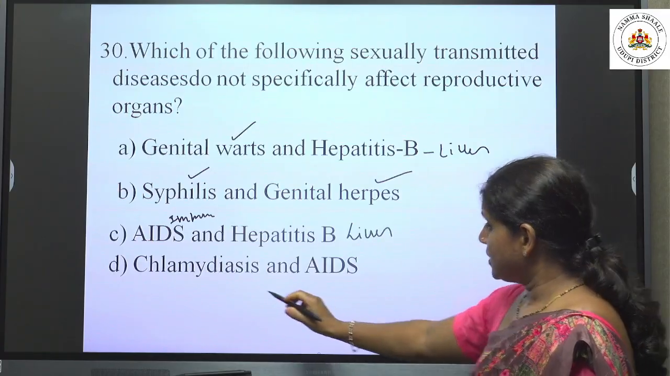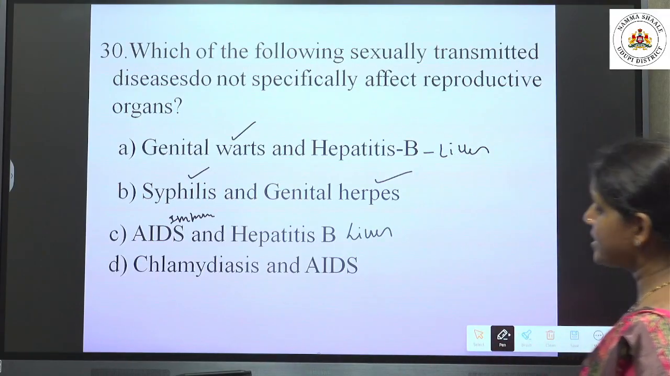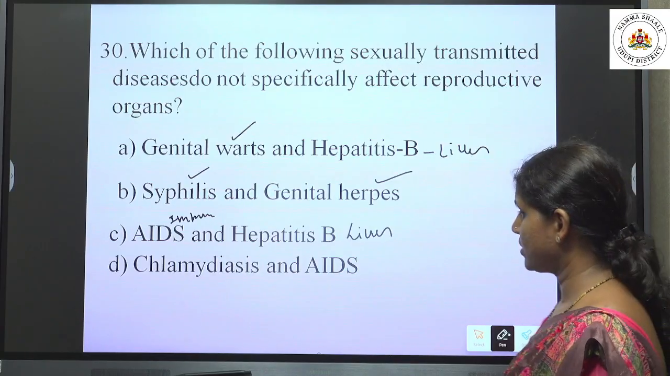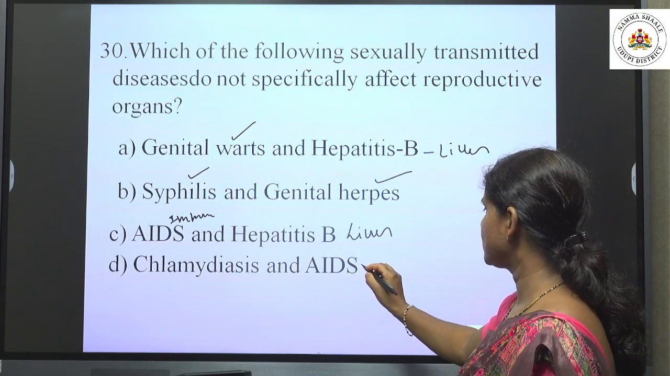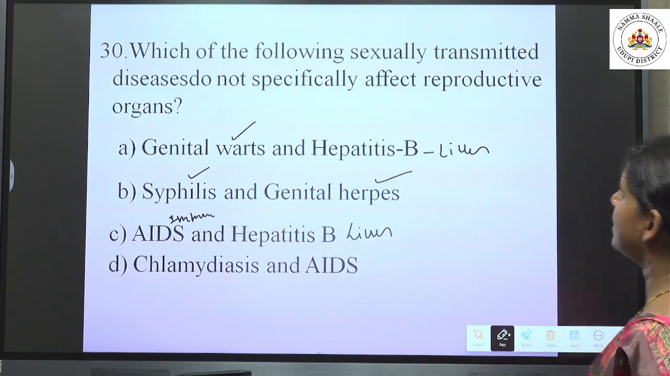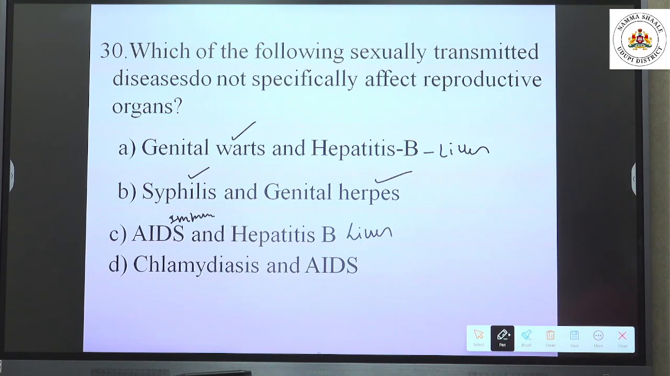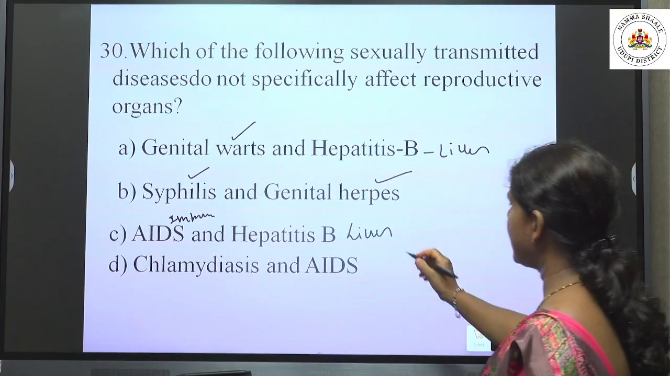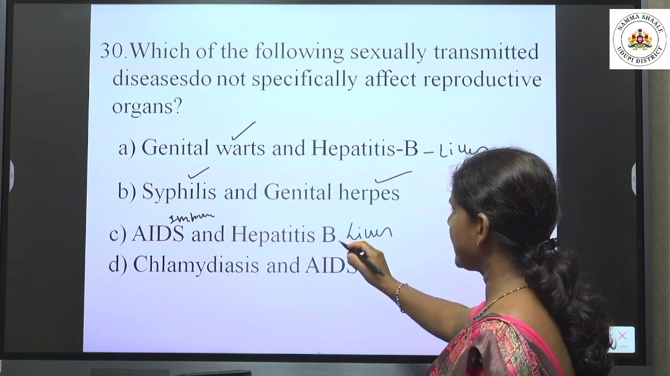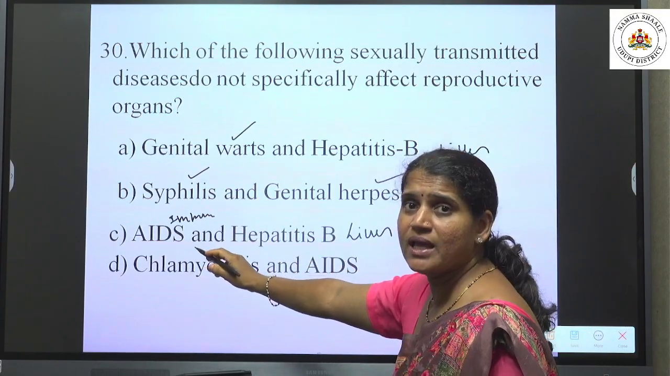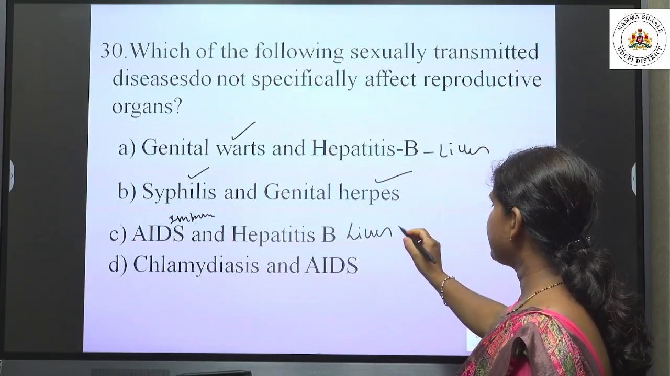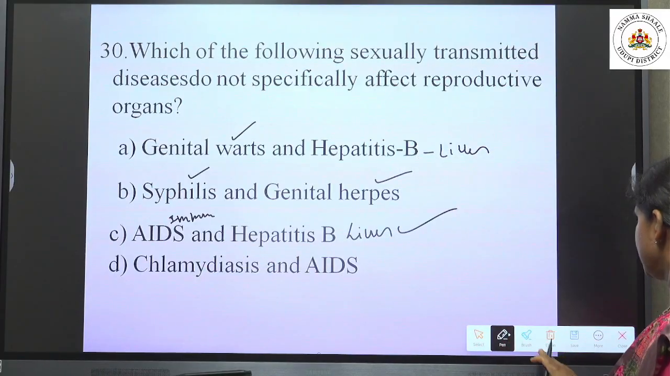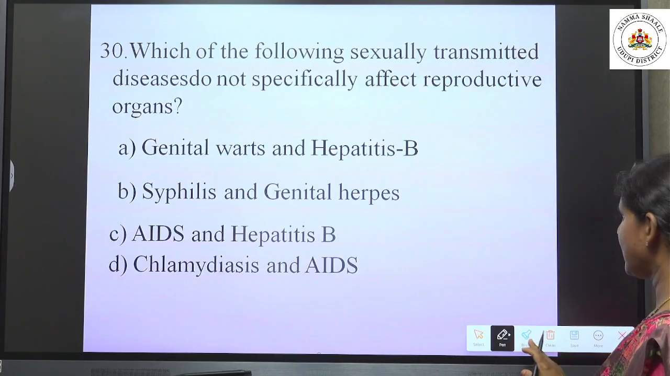Chlamydiasis mainly affects the reproductive organs. So the sexually transmitted diseases that do not specifically affect the reproductive organs are AIDS and hepatitis B. AIDS affects the immune system and hepatitis B the liver. So hence option C is the correct one.